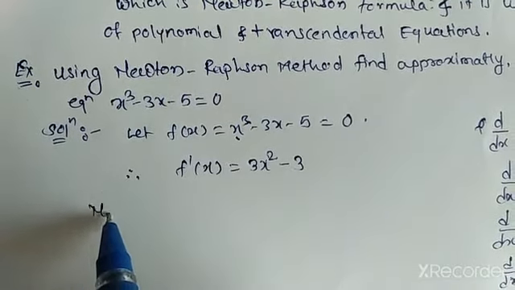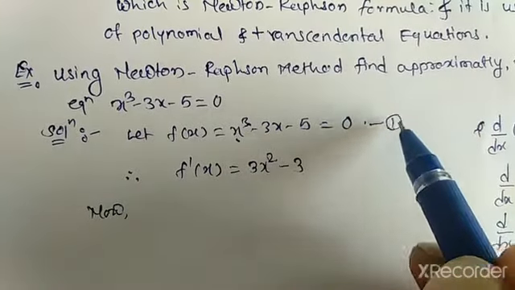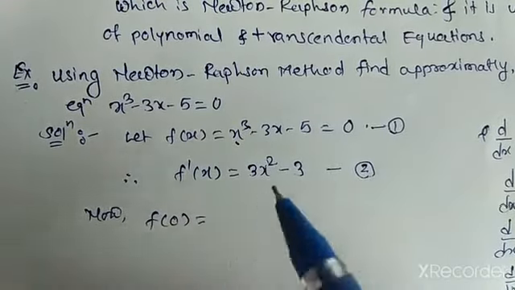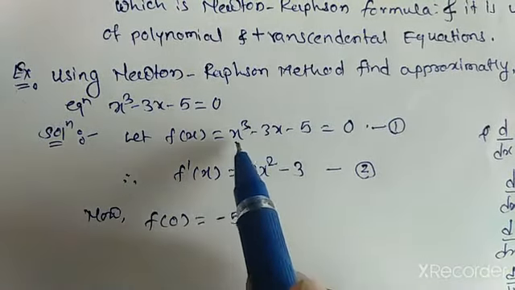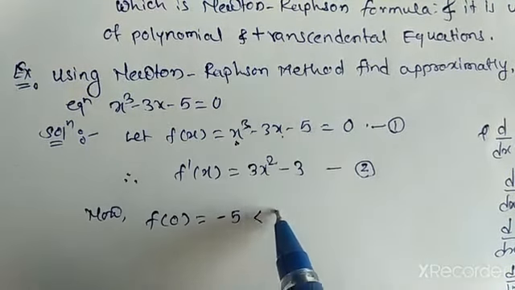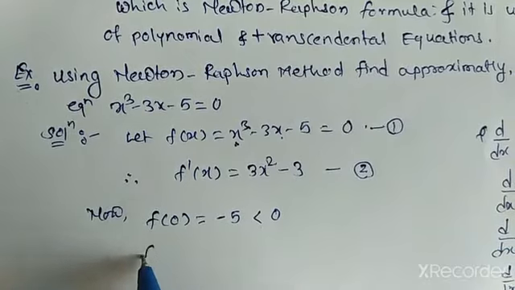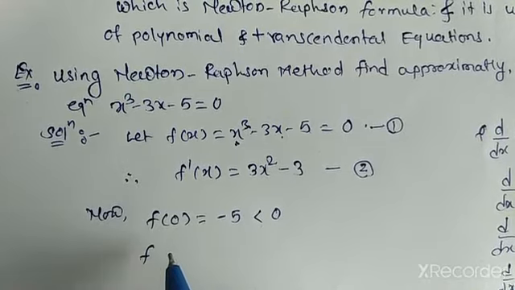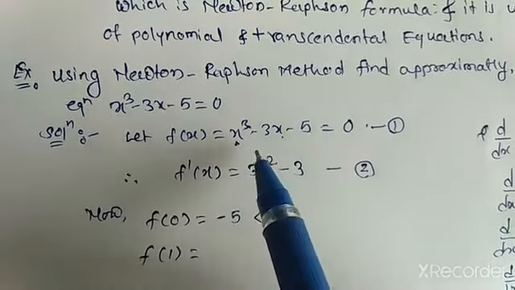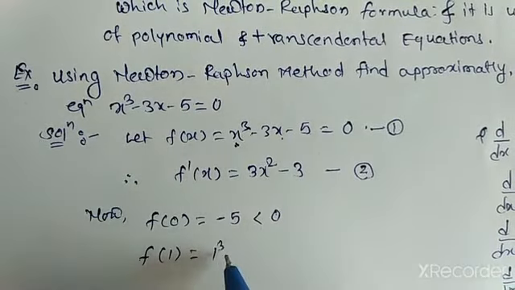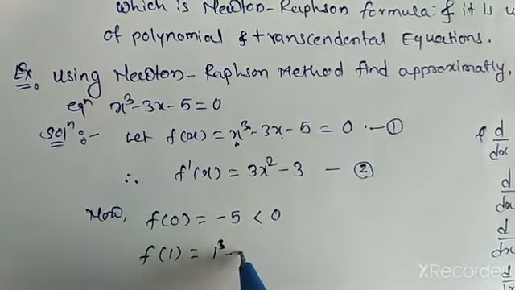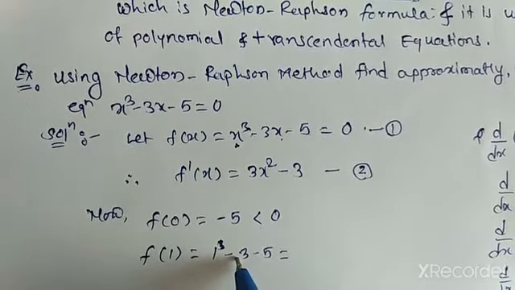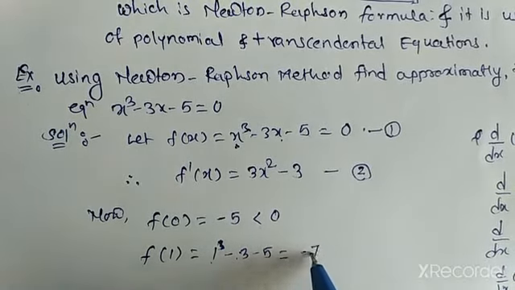Now we write this as equation 1 and that as equation 2. Now f of 0 will be equal to minus 5, which is less than 0. And for f of 1 it is 1 cube minus 3 minus 5; 1 cube is 1, minus 3 minus 5, which is minus 3 minus 5 is minus 8 plus 1, which is minus 7.